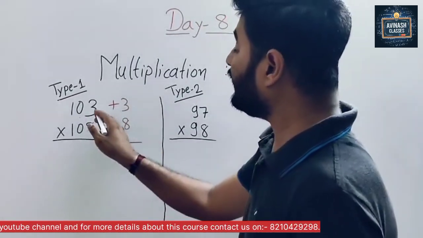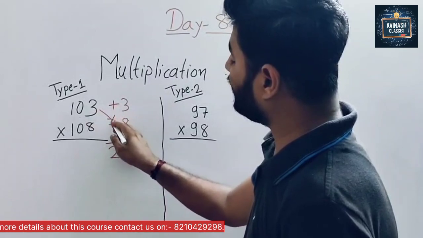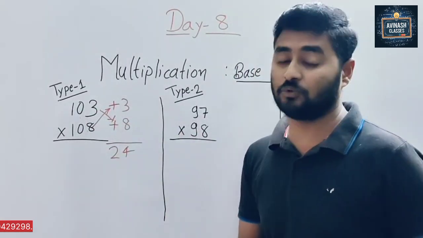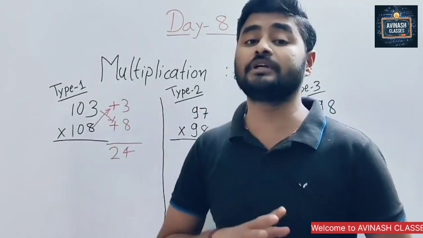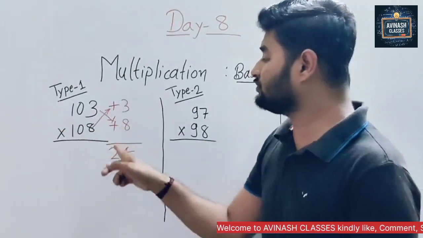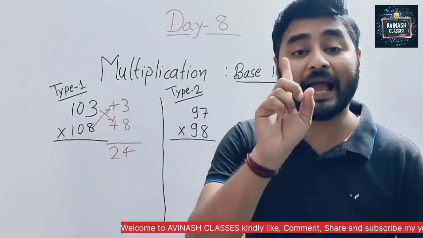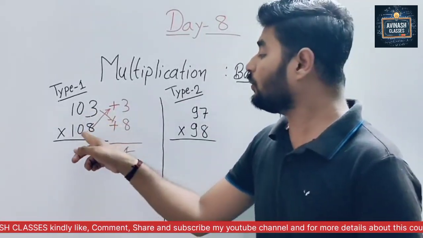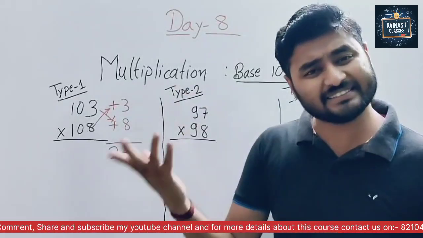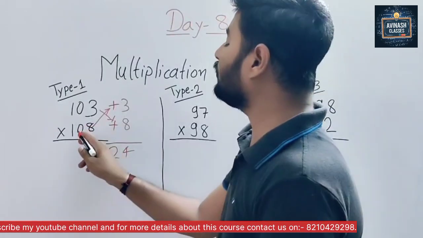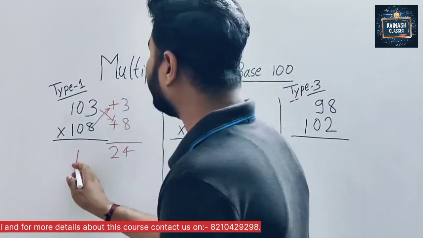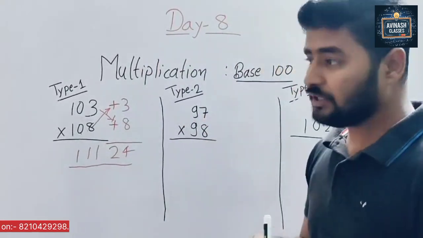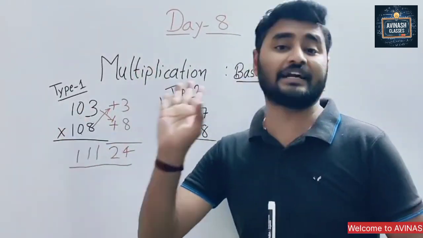Now either we add this one or we add that one, we get the same answer. Please, no need to be confused here. Some students think, sir, we add this one and we add that one. No, either 103 plus 8 or 108 plus 3, we get the same answer. So here we write 108 plus 3, 111. So this is our answer. This we already learned in our yesterday class.